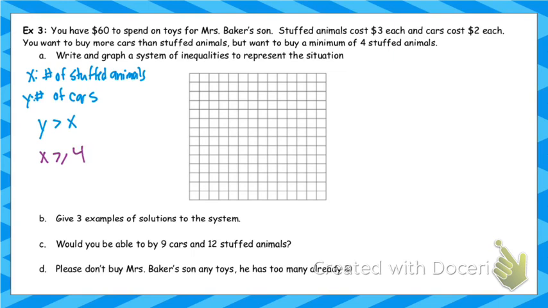Then the other equation has to do with the cost. So I have $60 to spend. So I cannot spend more than $60. What's making up that cost? Stuffed animals cost $3 and cars cost $2. So then if I want to actually graph this, I'm going to go ahead and solve for y. So I get that y is less than or equal to negative 3 over 2 x plus 30. All right, I'm going to go ahead and rewrite that though over here.